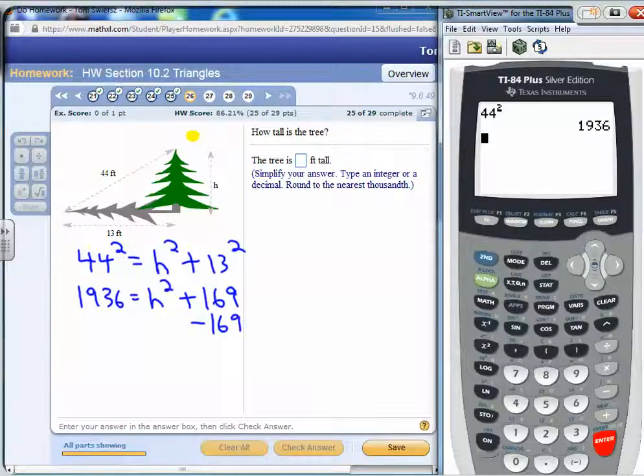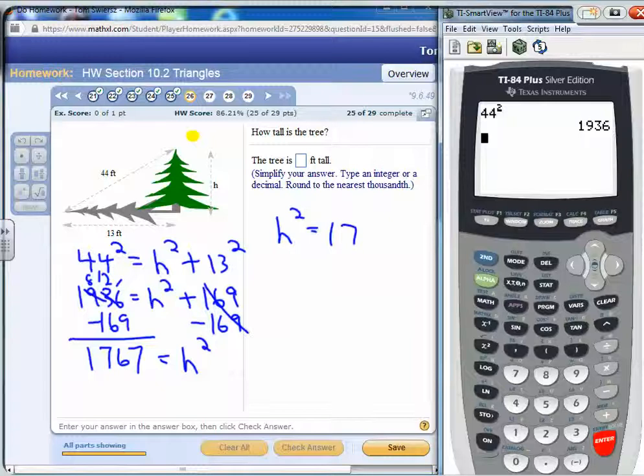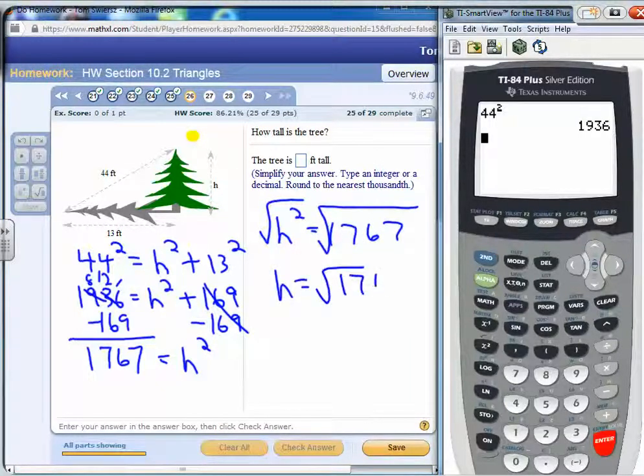Subtract 169 from both sides, and you get, do the math in our head. I mean, do it pencil and paper, not in my head. 1,767 is equal to h squared. So then h squared equals 1,767. Take the square root of both sides. We get h is the square root of 1,767, and that will give us the height of the tree.